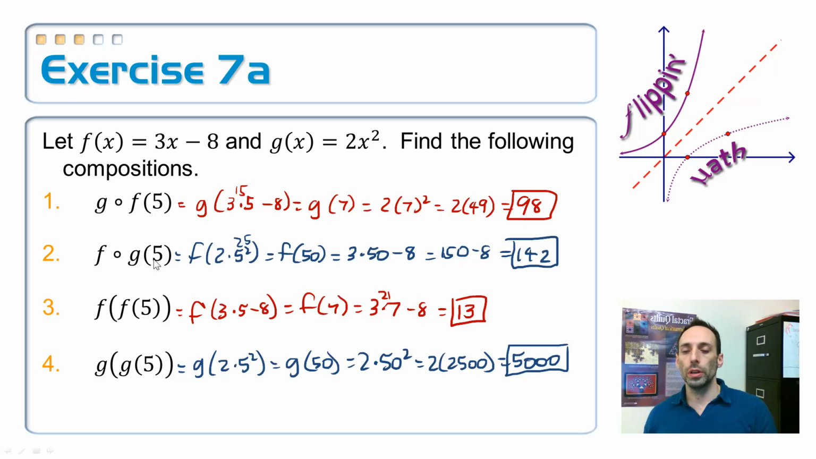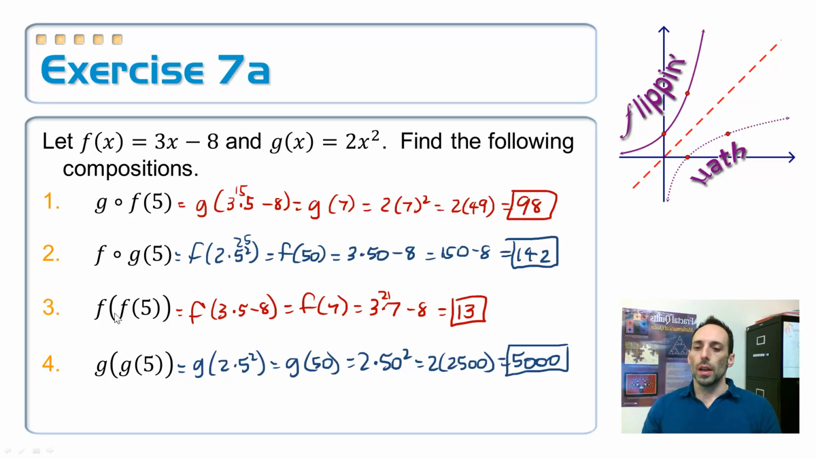On the second one, it's the opposite of that, or the reverse of that, I should say. F composed with g of 5. I take 5, put it into g of x, get an answer, take that answer, and stick it into the f of x function. I get 142 when I simplify. And notice that if I switch the order, I get two different answers. This means that function composition is not necessarily commutative, right?